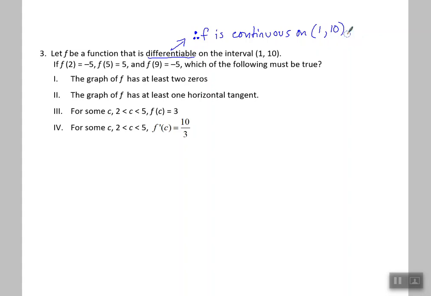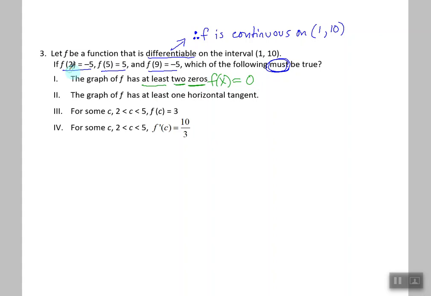Let's keep reading. If f of 2 equals -5, and f of 5 equals 5, and f of 9 equals -5, which of the following must be true? 1. The graph of f has at least 2 zeros. Zeros means f of x equals 0. The function hits 0 somewhere along the way.